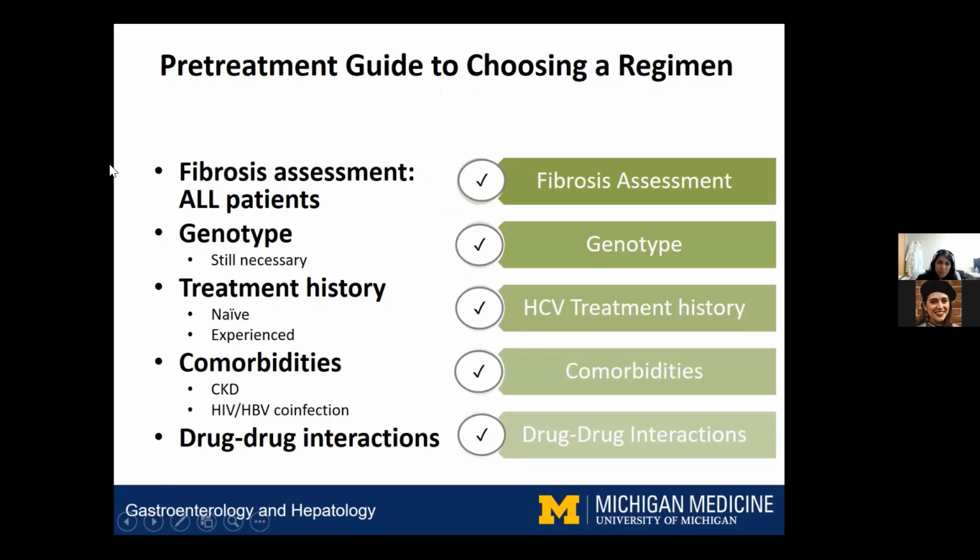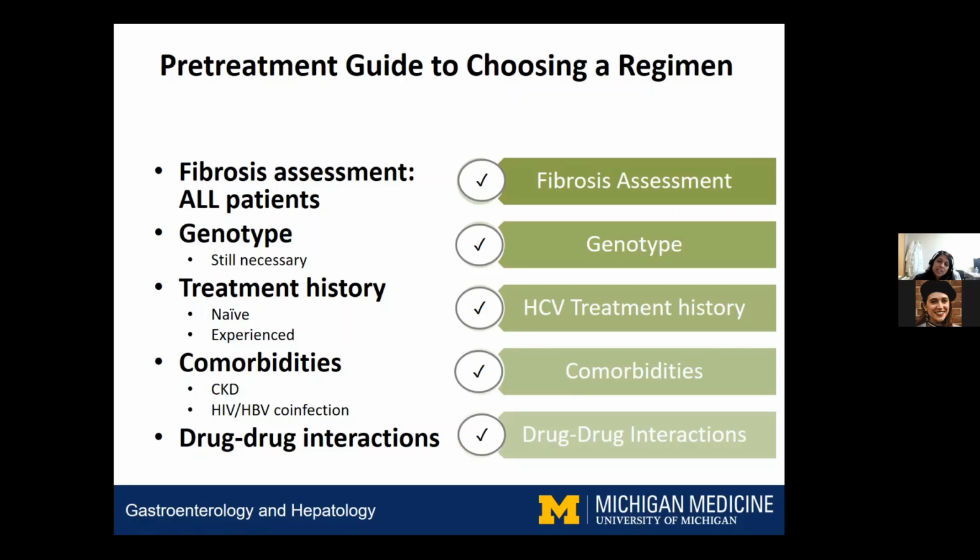So it's really important as part of your pre-treatment assessment to think about assessing a few additional things so that you have a really good grasp of where the patient is starting before treatment. Major things that we think about in terms of a pre-treatment assessment before selecting a regimen include starting with a fibrosis assessment. And this is something that really needs to be done on every single patient living with hepatitis C. And I'll talk about how you can do that reliably and practically speaking in your practice.